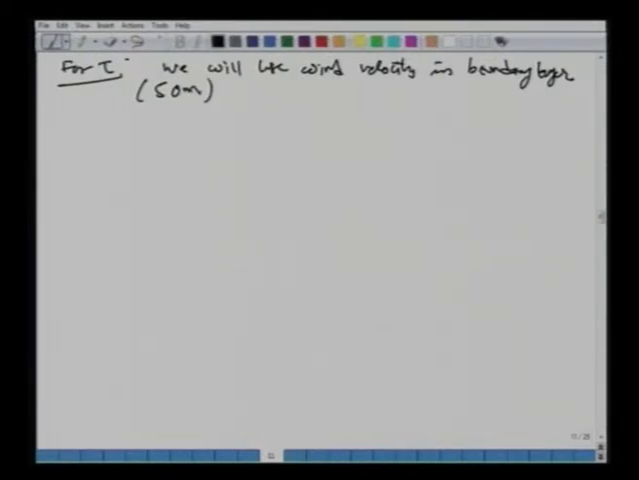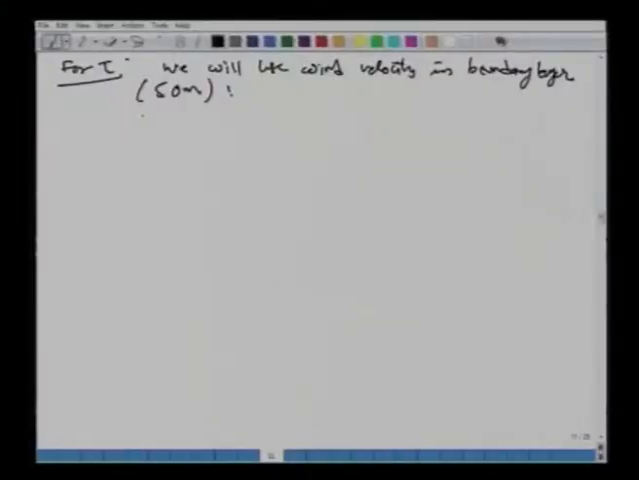Okay. What we will do is use the concept of wind velocity in the boundary layer in the atmosphere, which is approximately 50 meters above the ground. And how is the velocity profile described in the boundary layer? This we will take from our knowledge of fluid mechanics.